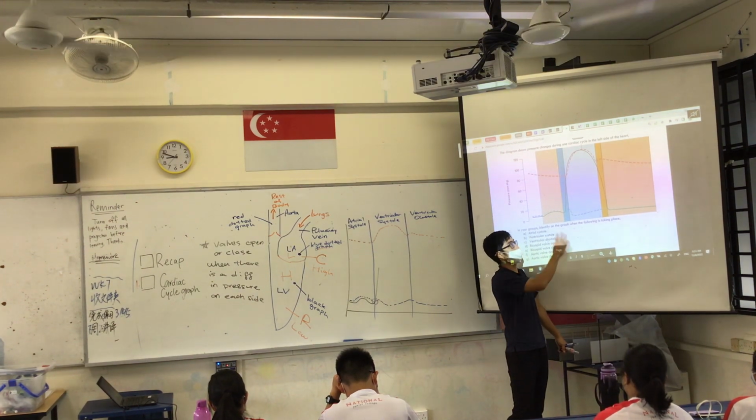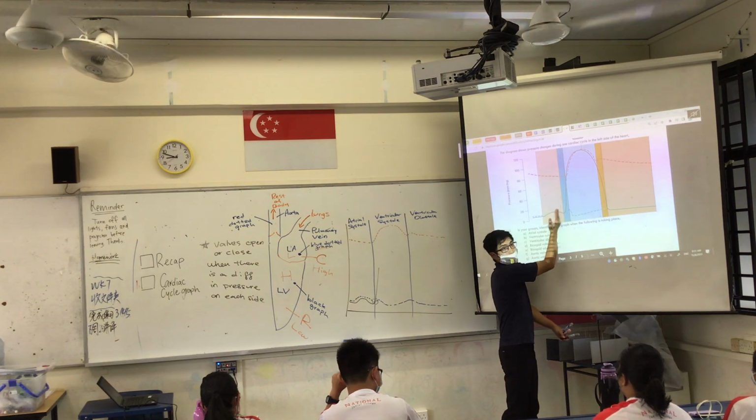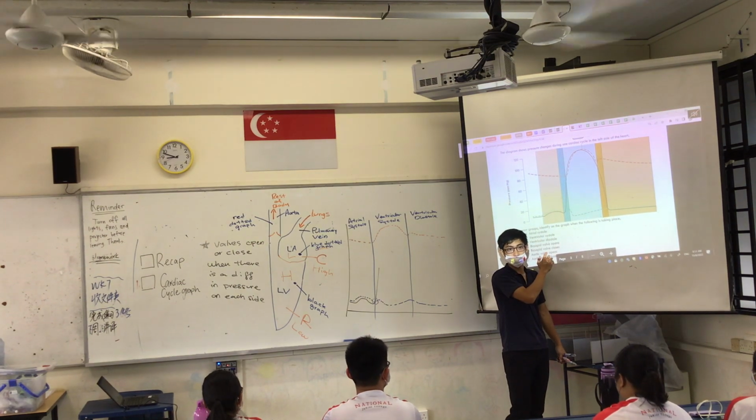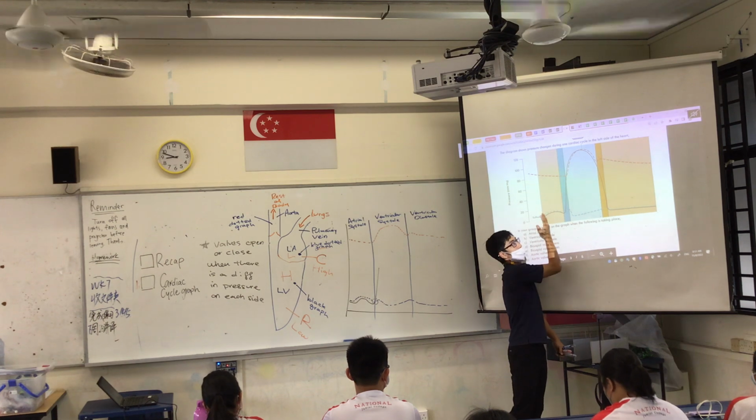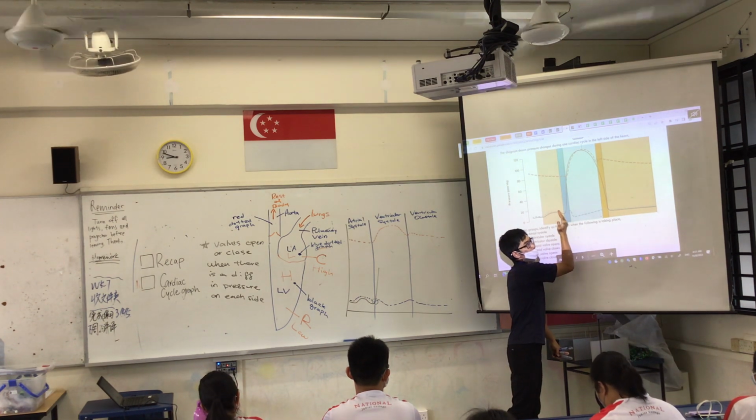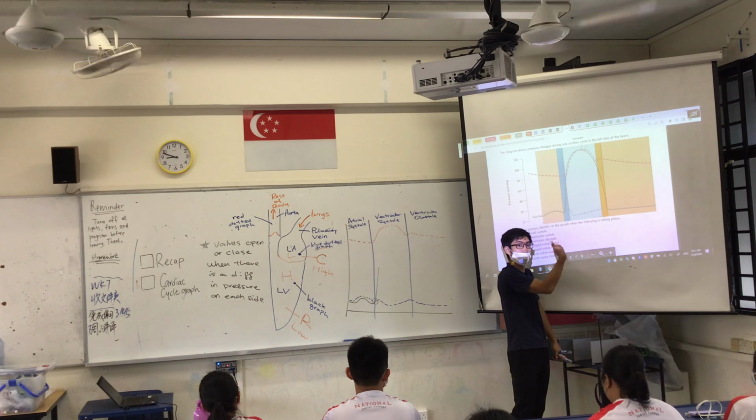I agree with you in atrial systole. In the orange part over here, the bicuspid valve will be open. I agree with you. But the moment we transit into the ventricular systole, the bicuspid valve needs to close, right?